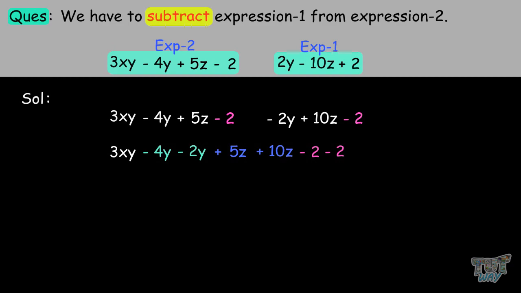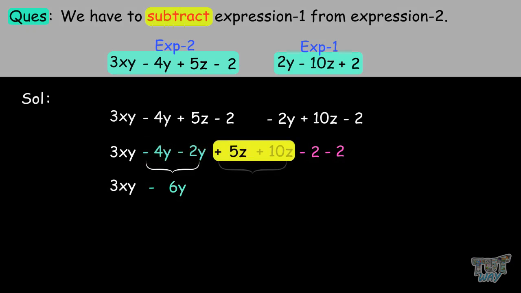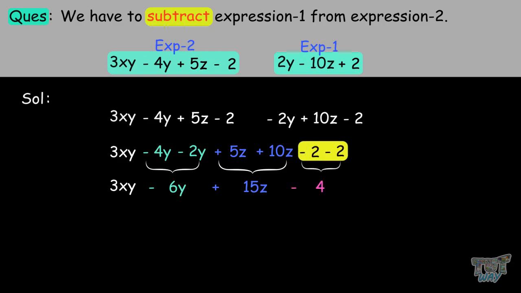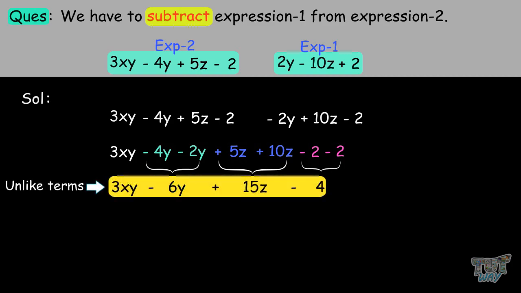Now negative 4y and negative 2y, both are negative terms, so you add them up and the sign will remain negative. So you will write negative 6y. Positive 5z plus 10z is 15z, and negative 2 minus 2 is negative 4. So this will be our solution. There are no more like terms, therefore this is the final answer. This expression is the difference of the two expressions, as in if you subtract expression 1 from expression 2. This will be the solution.